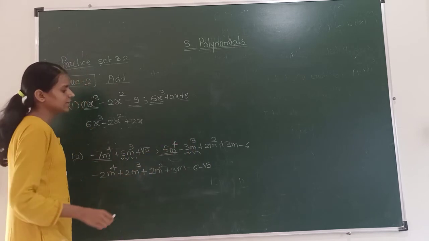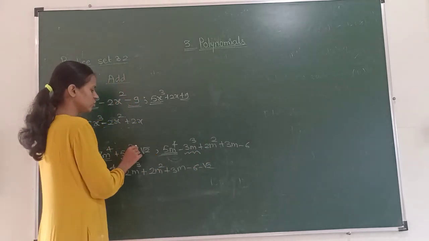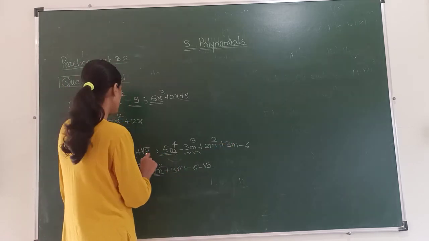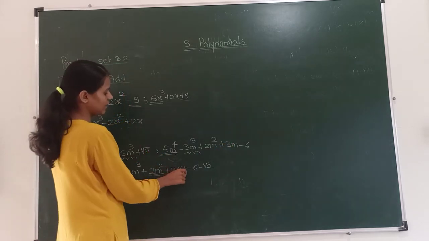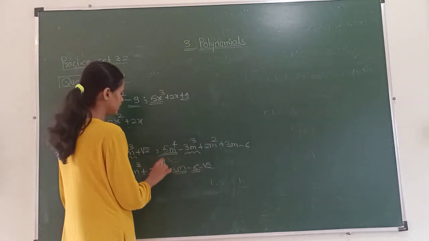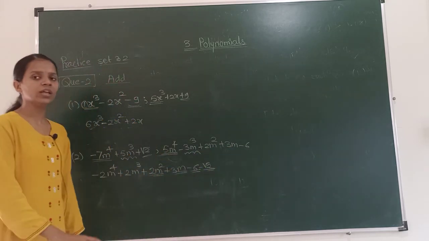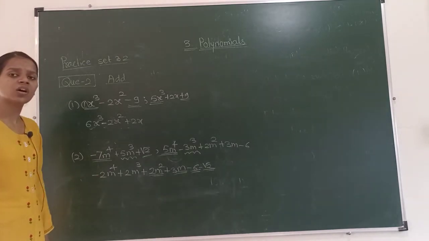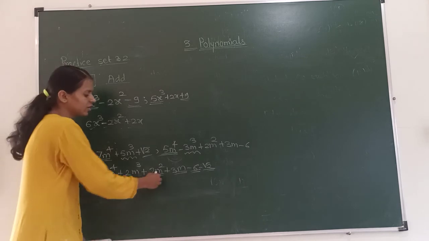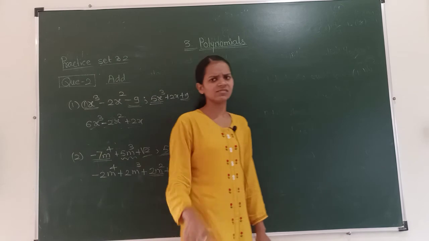Then the remaining terms are 2m raised to 2. There is no term of m raised to 2 over here, so we have written this term as it is. 3m, there is no m term in the first polynomial, so we have written the same term as it is. Minus 6, there is no term like this, so we have written the term as it is, and root 2 as it is because there is no root 2 term in the second polynomial. Are you getting how we solve this? We just add the coefficients of like terms and we have written all the terms which are not like as it is.